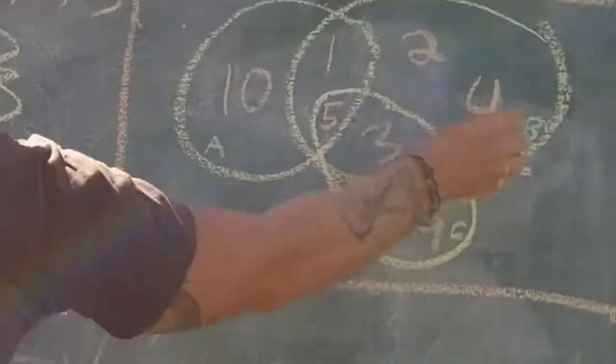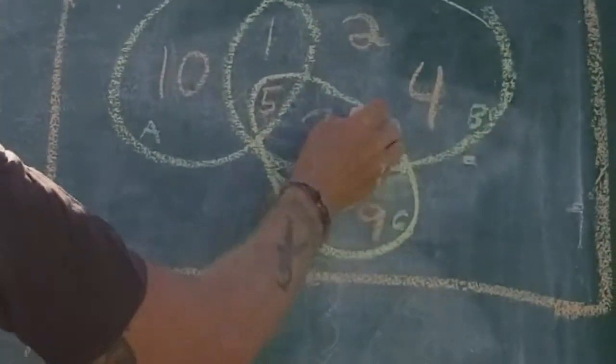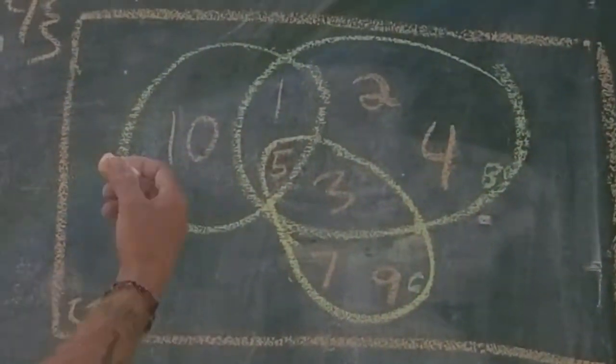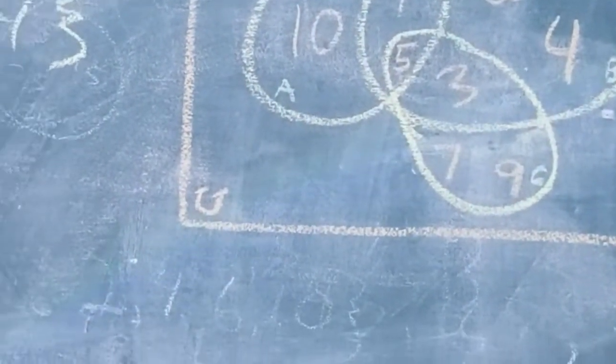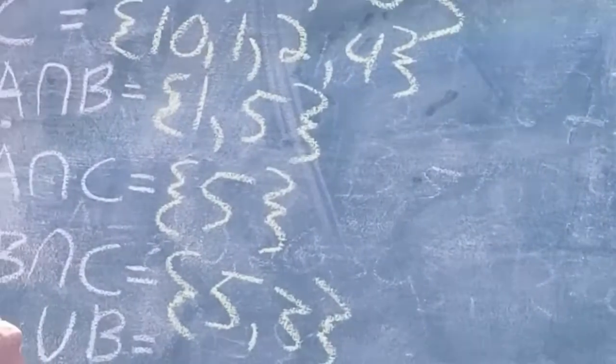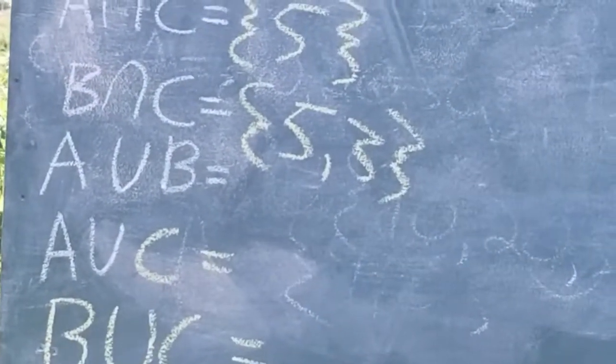Let's look at our Venn diagram and see if that's what it looks like there. So B and C, the two elements that are common to both, again, we see 5 and 3. Very good. All right, let's look now at the unions.